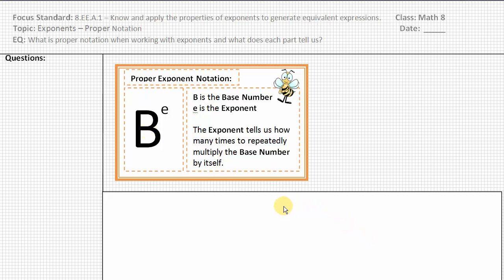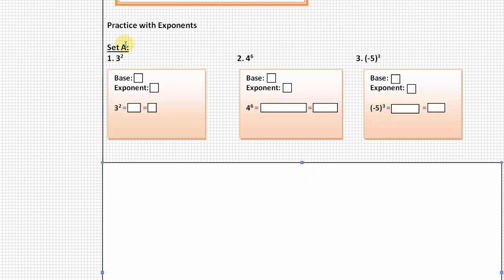So let's take a look at some examples. Here in this first set, in our first problem, I have 3 to the second power, or 3 squared. Which number is my base number? Which number is my exponent? If you said that 3 is the base number and 2 is the exponent, I would agree with you.